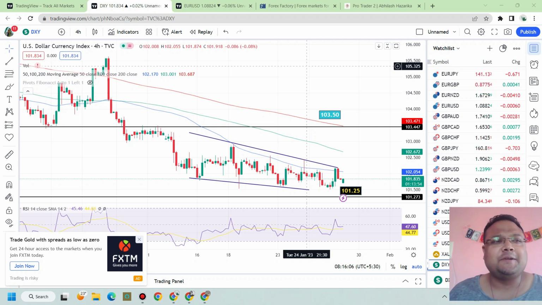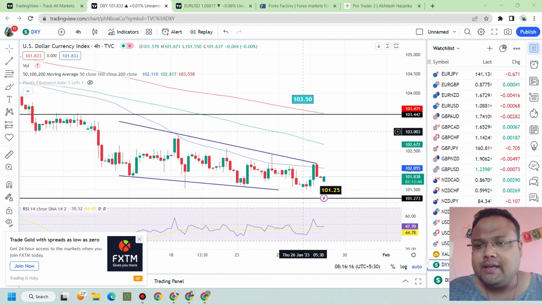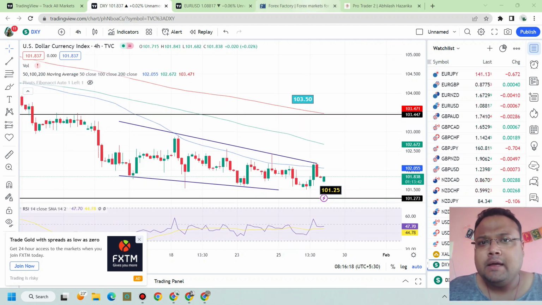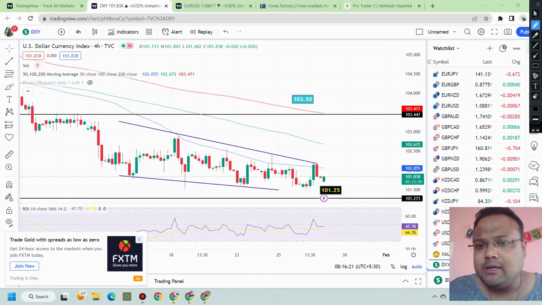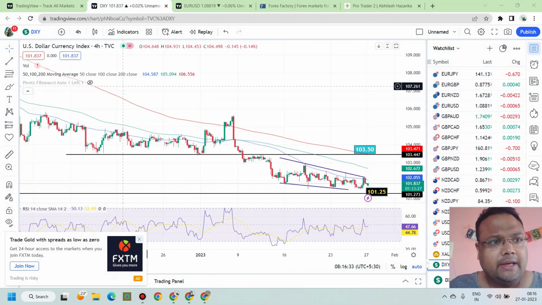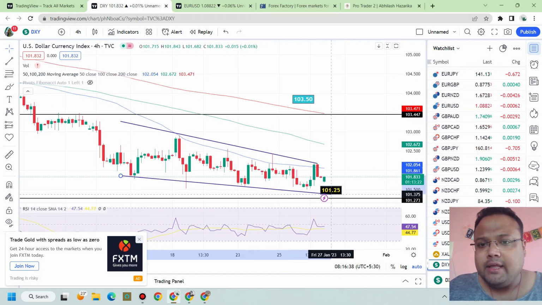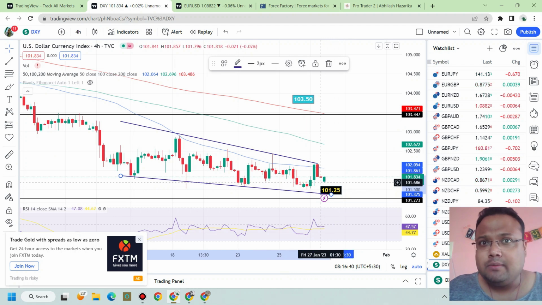So let's get started. This is a Forex chart of DXY, the US dollar currency index. As discussed and as expected, DXY is in a downtrend, trading at 101.83. Yesterday we saw some temporary upside on the chart of DXY, but as we have already discussed in our previous videos, the overall structure is very weak, both fundamentally and technically. As a result, the overall trend of DXY is very much towards the downside. Slowly and slowly it is heading towards the next support of 101.25.